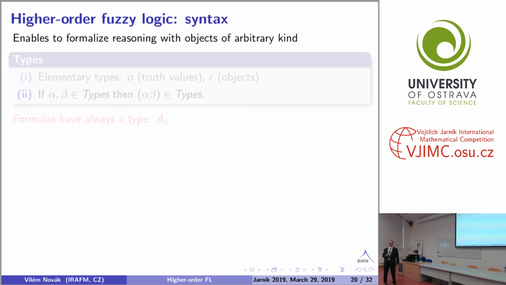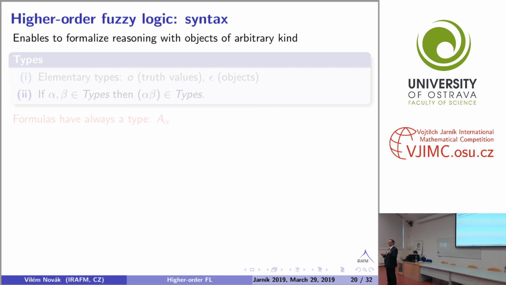Higher order fuzzy logic. I don't have time to speak about it in detail. It would take me several hours. But the idea is to formalize reasoning with objects of arbitrary kind. It means in propositional logic, the basic object is proposition, which is modeled by truth value.